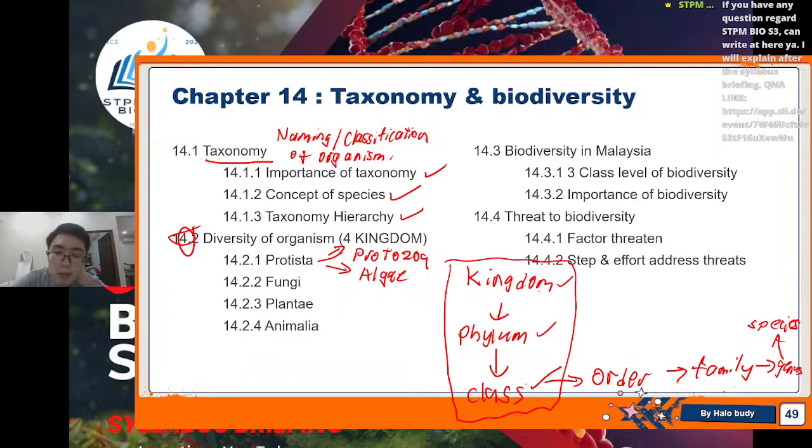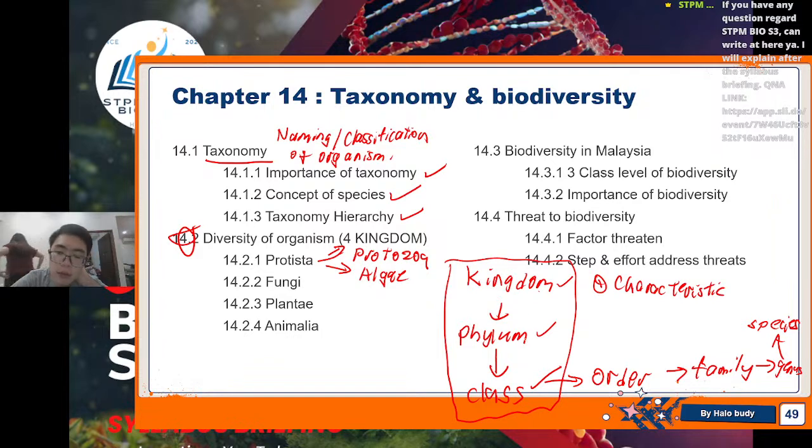So for kingdom, phylum, and class, what you have to learn is the characteristics. You have to know what kind of organism that has these characteristics can be classified as this kingdom. So kingdom Protista, kingdom fungi, kingdom plantae, and animalia. What characteristics do fungi have? And what characteristics does a plant have to be classified as a kingdom and also phylum?